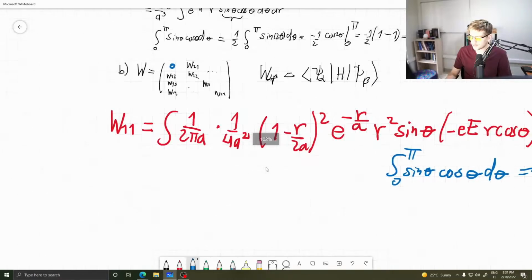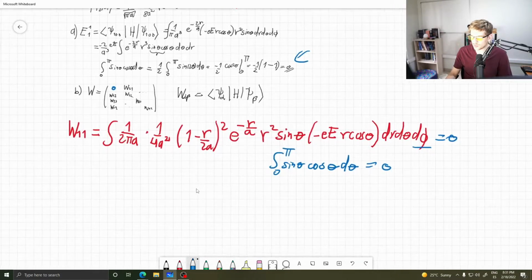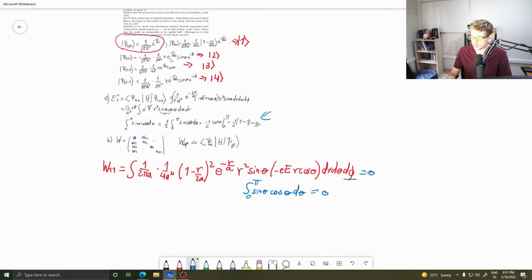All right. Now, what about maybe W12? State 2 is this one. So what about that? So W12. Now that would be, let's see, the integral of 1 over square root of 2 pi a, 1 over 2a, now times the constants from the second one, so times minus 1 over square root of pi a times 1 over 8a squared. And now let's go for this part.